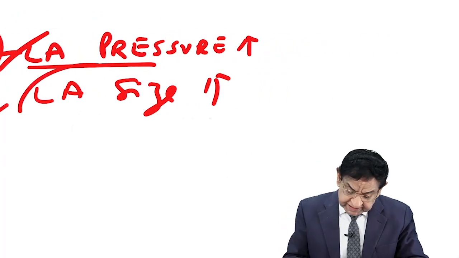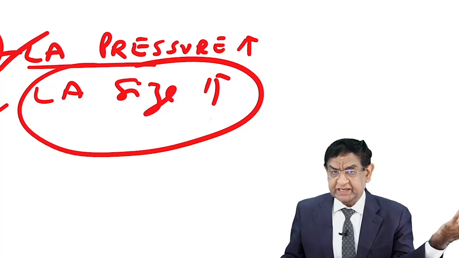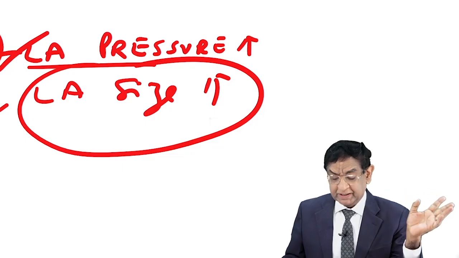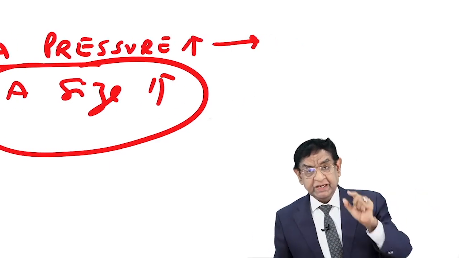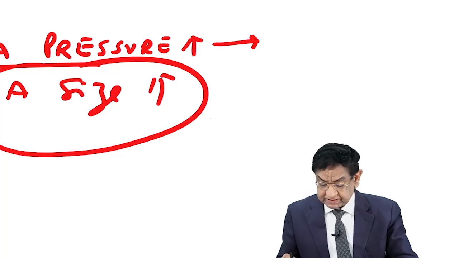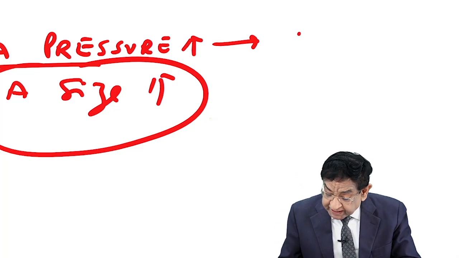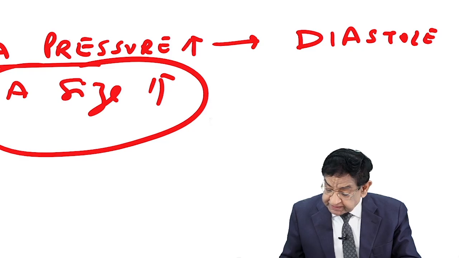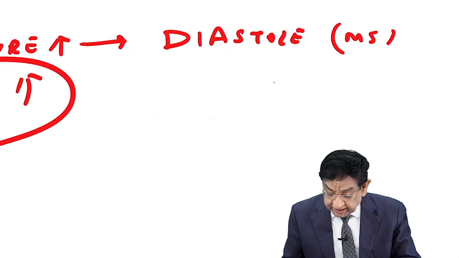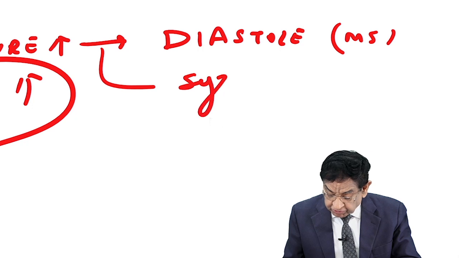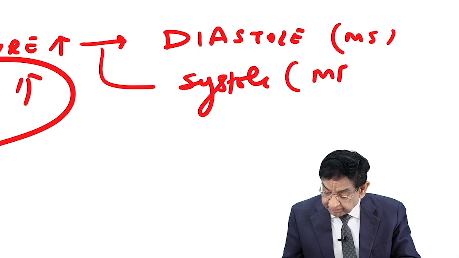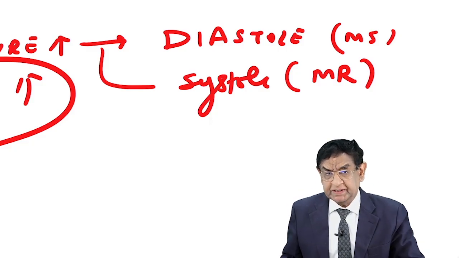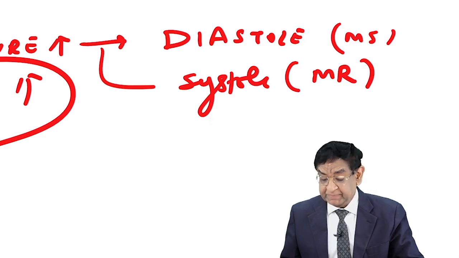Yes, LA size increases in mitral stenosis. Mitral stenosis is again a very slow process, never occurs overnight. Chronic MR, slow process, never occurs overnight. But well, friend, in mitral stenosis, LA pressure increases in diastole. But in MR, this occurs in systole. This is the major difference in the LA pressure during MS and MR.